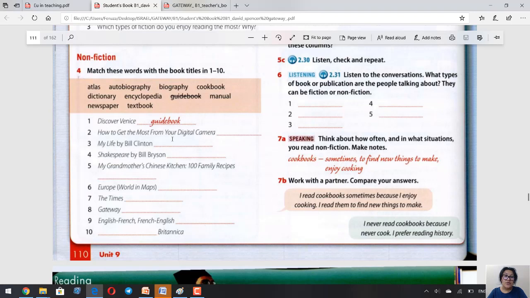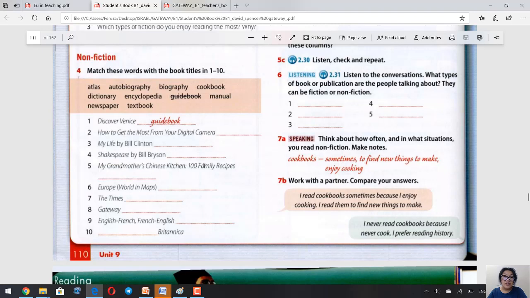The next, How to Get the Most from Your Digital Camera. You have a digital camera and you should learn all functions of the digital camera. And this book gives you a manual. In the manual you can find the usage of the digital camera. The next is My Life by Bill Clinton. Bill Clinton describes his life and it is autobiography. Shakespeare by Bill Bryson. Bill Bryson wrote about Shakespeare. If somebody writes about someone, it is biography.